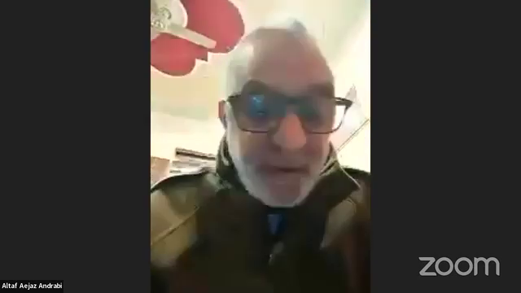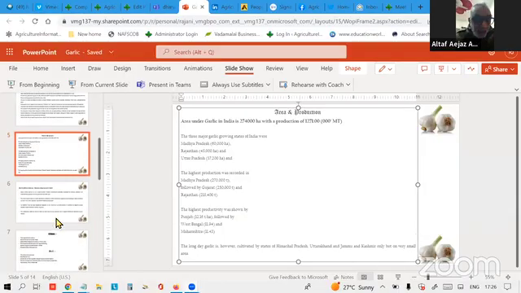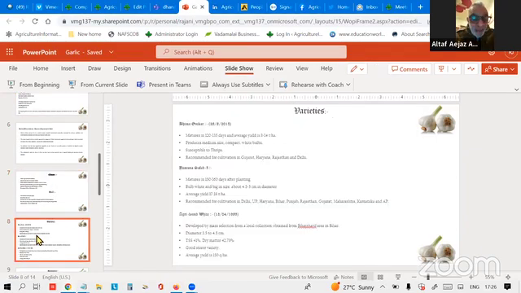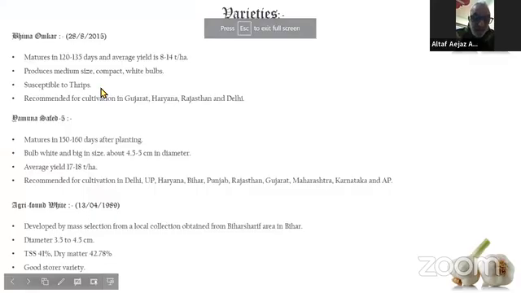Next is Yamuna Safed 5. It matures in 150 to 160 days after planting. The bulb is white and big in size, about 4.5 to 5 centimeters in diameter. Average yield is 17 to 18 tons per hectare. It is recommended for cultivation in Delhi, UP, Haryana, Bihar, Rajasthan, Gujarat, Maharashtra, Karnataka, and Andhra Pradesh.